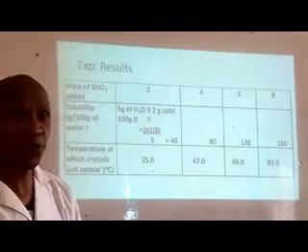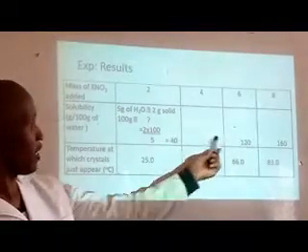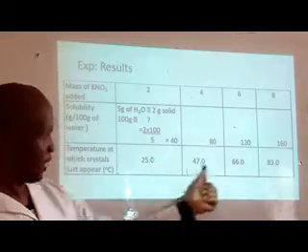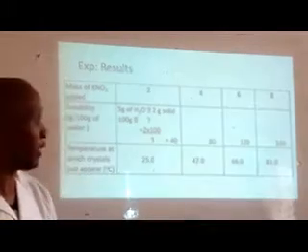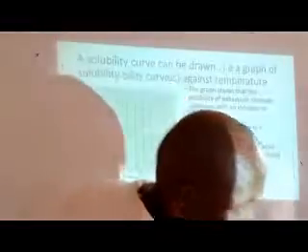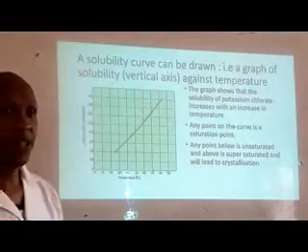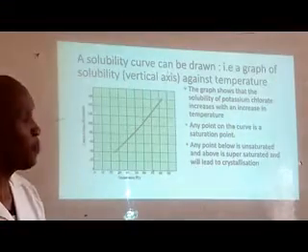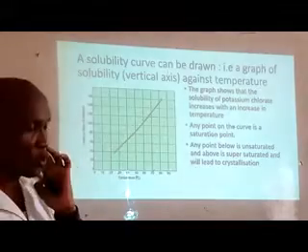Welcome back. I hope that is the type of data that you got. The solubility I've calculated, and this is the data that is obtained from the experiment. Now, where is your graph? That is my graph. What I call the solubility curve.